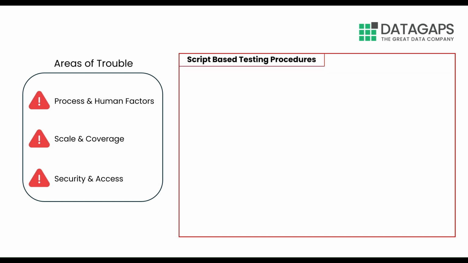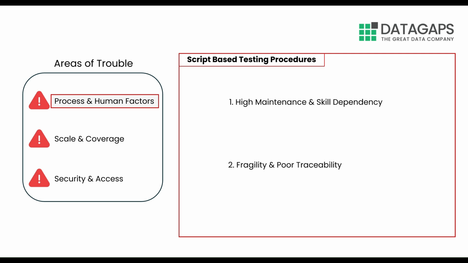Process and human factors. High maintenance and skill dependency. Frequent schema report changes demand constant script updates, and only technical testers with SQL Python expertise can manage them, excluding wider teams. Fragility and poor traceability.